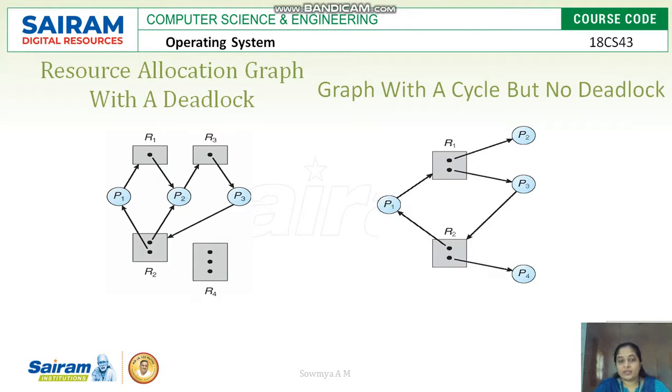Multiple circles or loops in a graph lead to deadlock. The probability of deadlock depends on the number of circles or loops in the graph. I hope you understood these topics. Thank you.